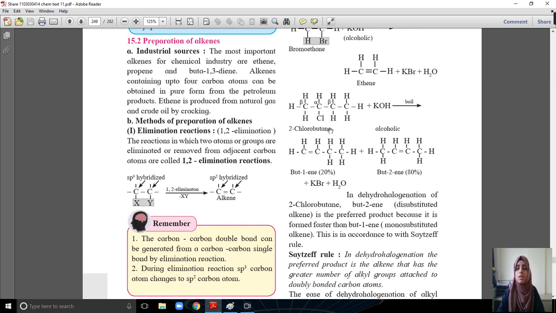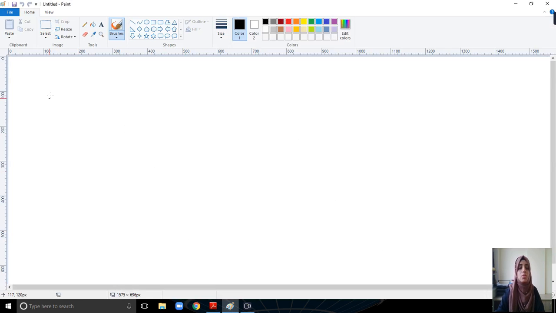We'll take this example only, the 2-chlorobutane. 2-chlorobutane: the total number of carbon atoms is 4, butane having 4 carbons. On the second carbon there is a chlorine atom, and the valencies are fulfilled by hydrogen. You can directly write the CH3 group, or draw the structure.